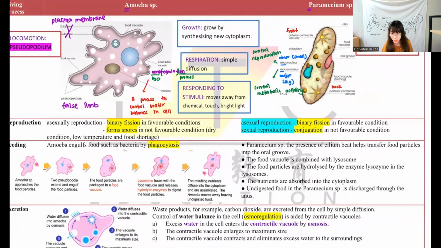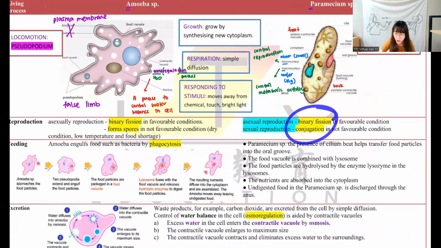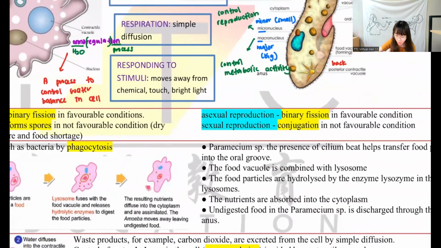And then for paramecium species, they also have two processes: binary fission and conjugation. Binary fission is also 1 to 2, only in favorable, a good condition. They can split themselves, 1 to 2, only in good condition. Not favorable, they will carry out sexual reproduction.